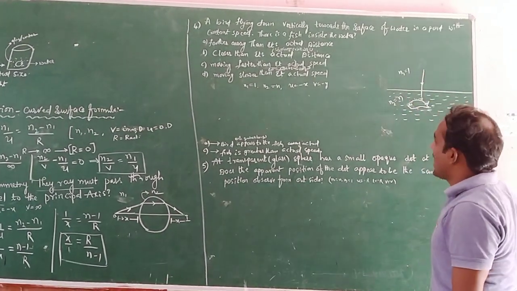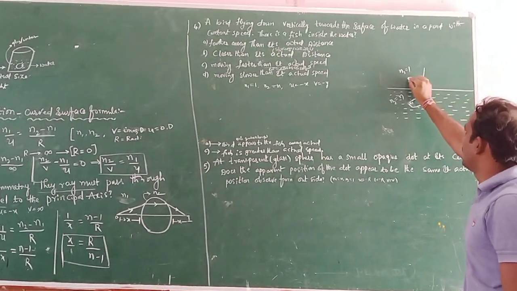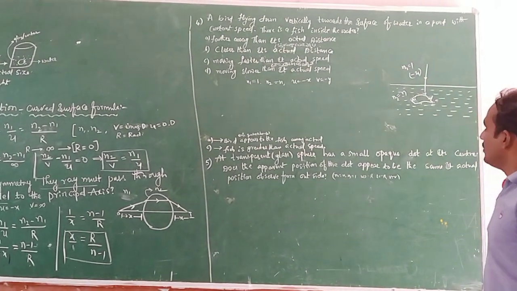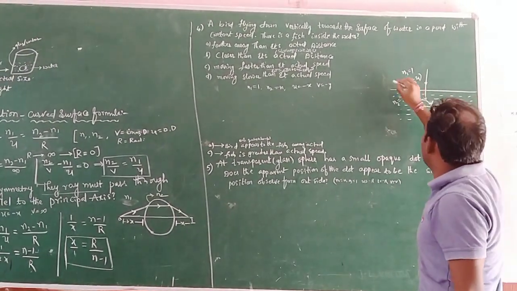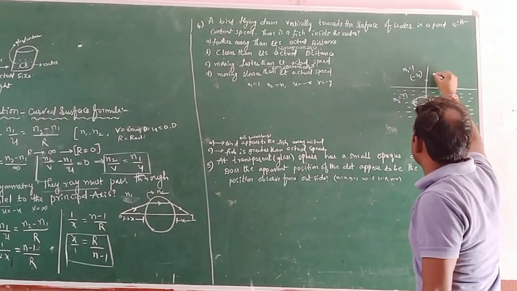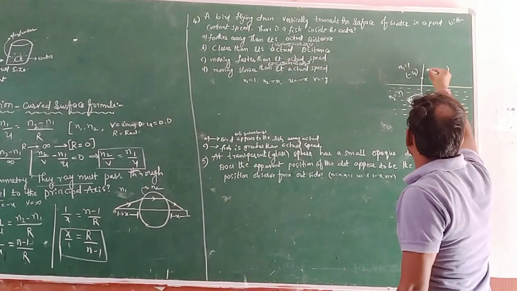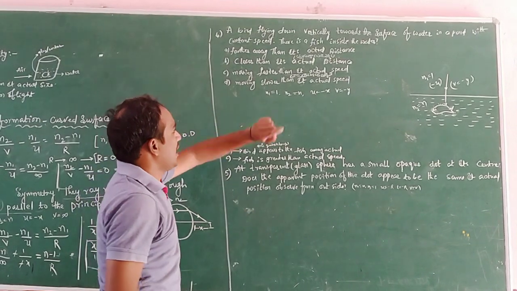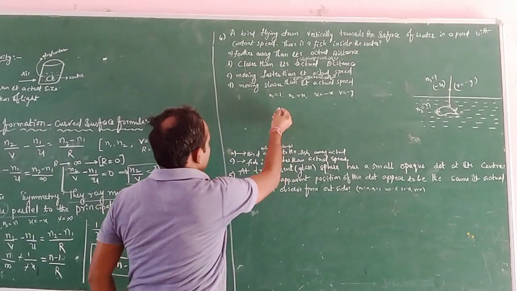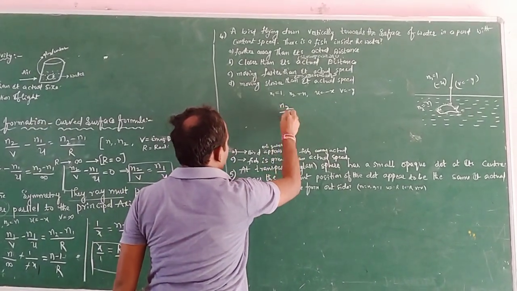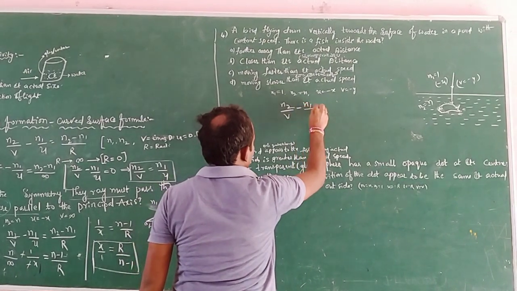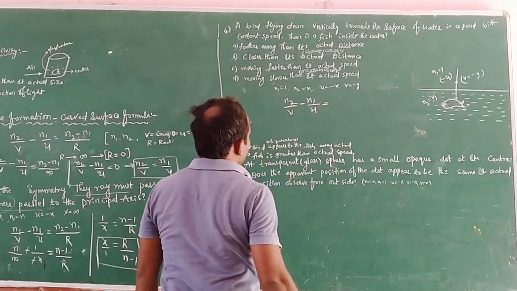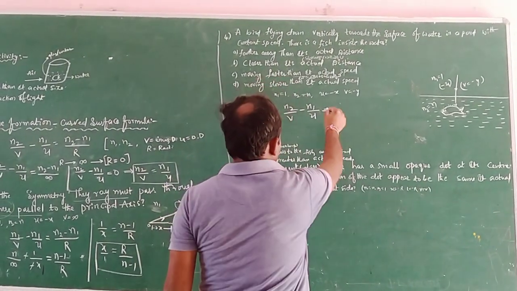So above the principal axis we are taking a minus value, the u value, and the v value also here, the distance we are taking as minus. So here, according to these values, we know the formula of n2 by v minus n1 by u is equal to 0.